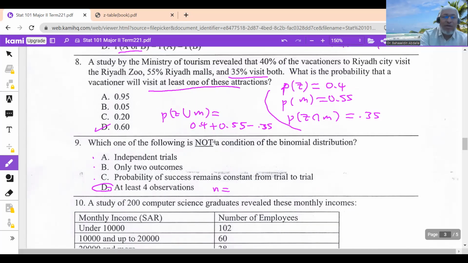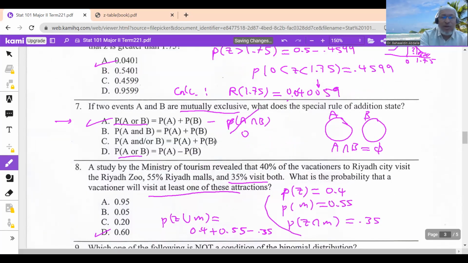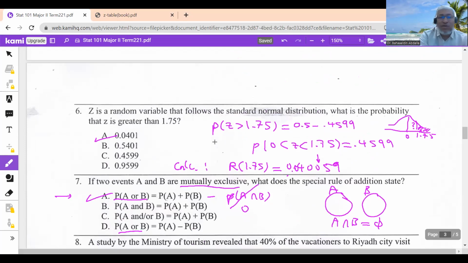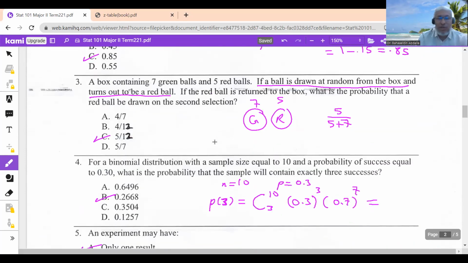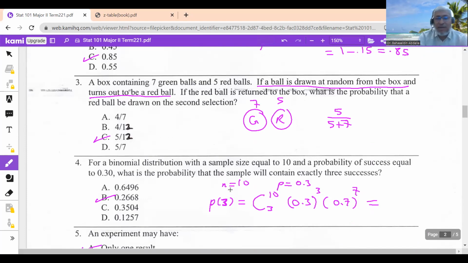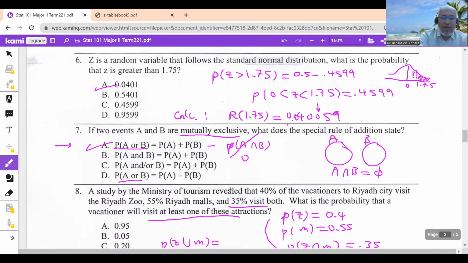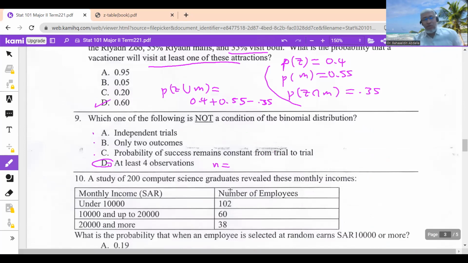For example, in the question we just solved about the binomial, n is 10. So n could be anything. The number of observations could be anything. It's not necessarily 4 or less, 4 or more. It could be 3, it could be 2. That's okay.